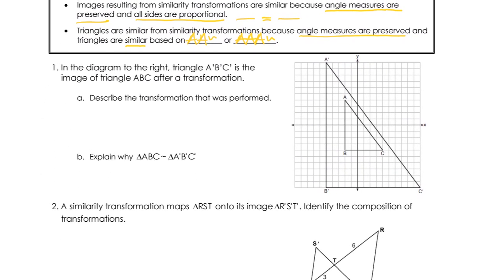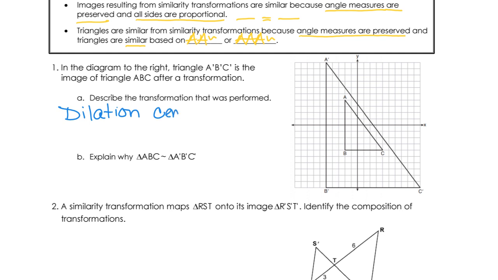All right, let's take a look down here. Number 1. It says in the diagram to the right, triangle A prime, B prime, C prime is the image of triangle ABC after a transformation. Describe the transformation that was performed. Well, obviously it got bigger, right? The original is smaller, the new one is bigger, and so this has to be a dilation. However, dilation is not precise enough. We have two things that we have to make sure that we are stating.